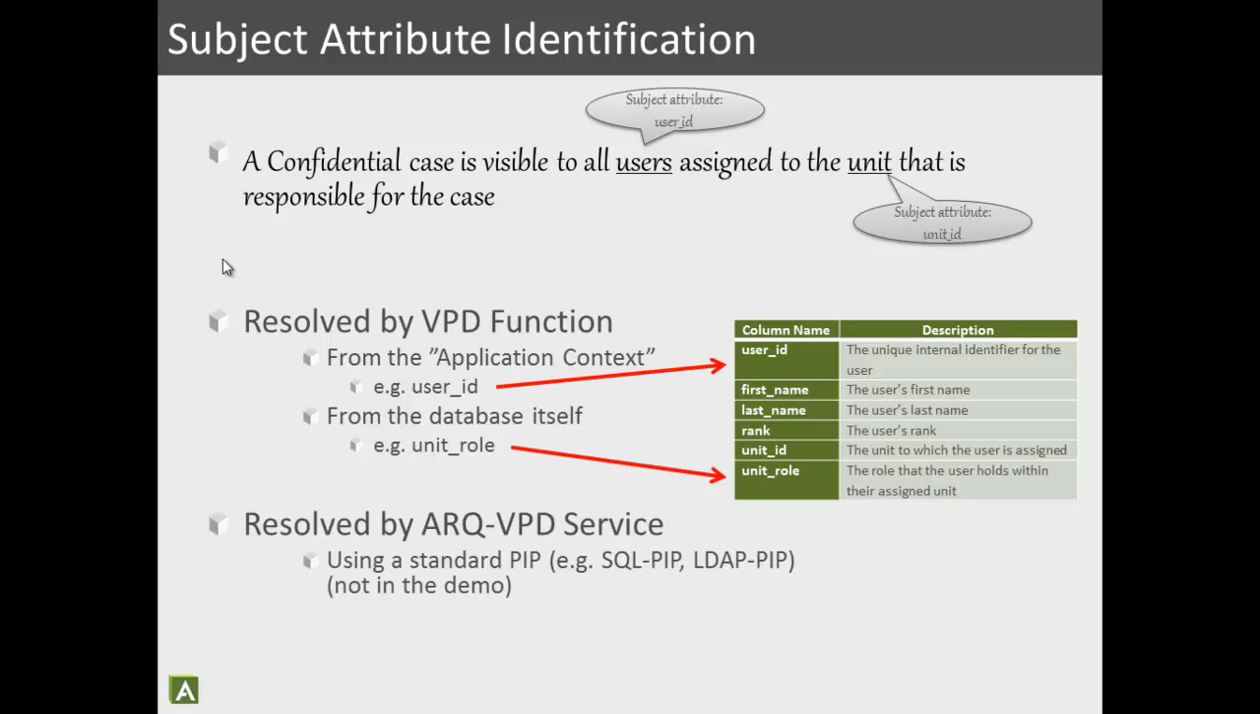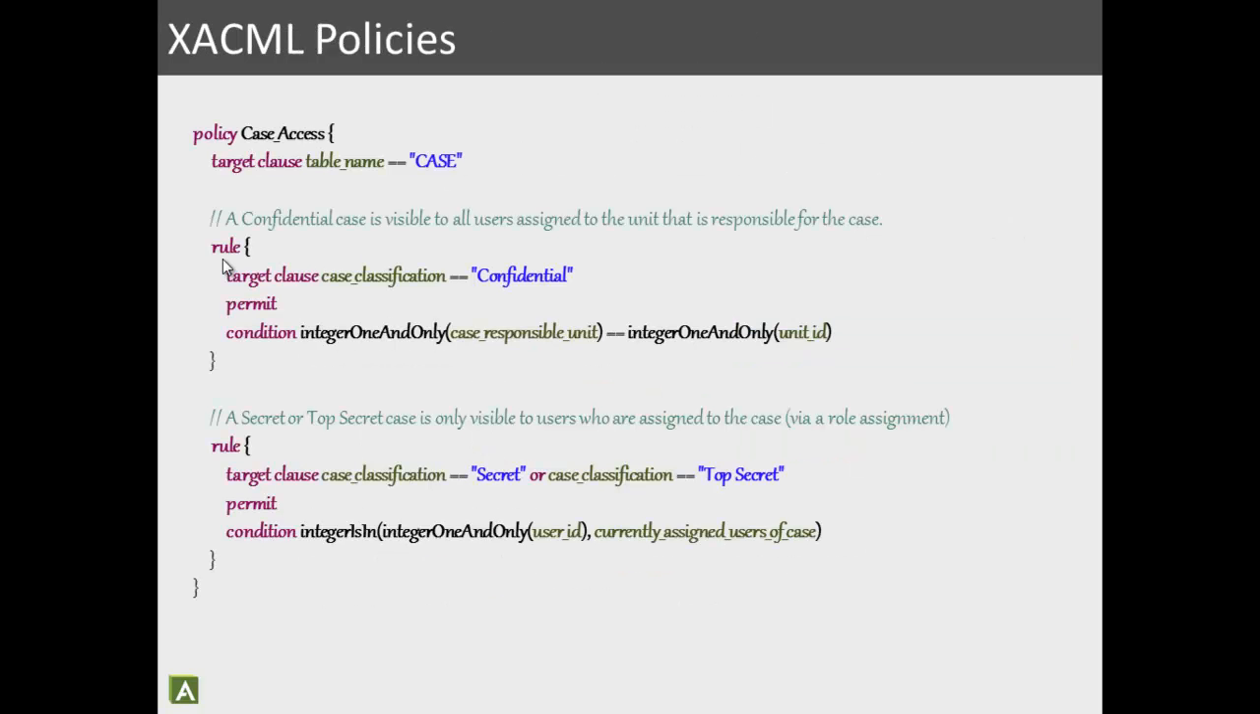Additional attributes can also be retrieved directly by the Axiomatics reverse query through the use of policy information points that are configured in the embedded policy decision point used by the Axiomatics reverse query. Let's now have a look at the XACML policy. We use here the shorthand notation defined by ALFA, the Axiomatics Language for Authorization. Note here that we have two rules.